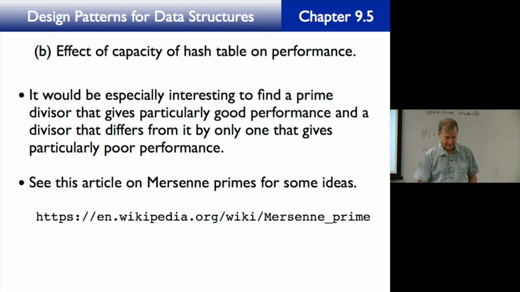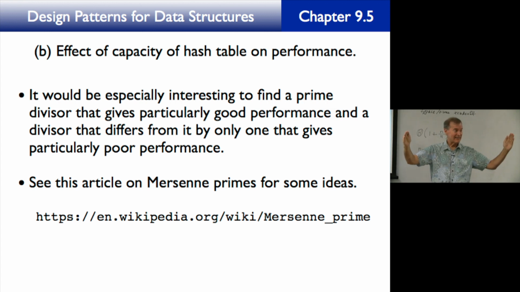And then continuing along these lines, it would be especially interesting to find a prime divisor that gives particularly good performance and a divisor that differs from it by only just one that gives particularly poor performance. Do you see what I mean? Like, what if your table is this big and it has really good performance, but it differs just by one. Boom! All of a sudden the performance is really bad. I mean, that would be pretty interesting, wouldn't you say?